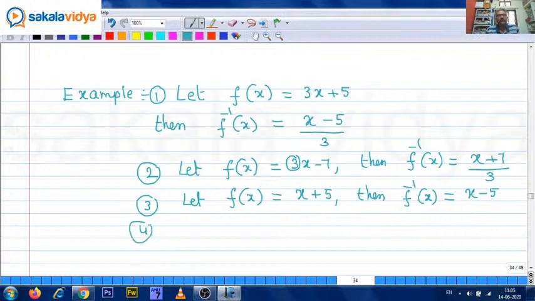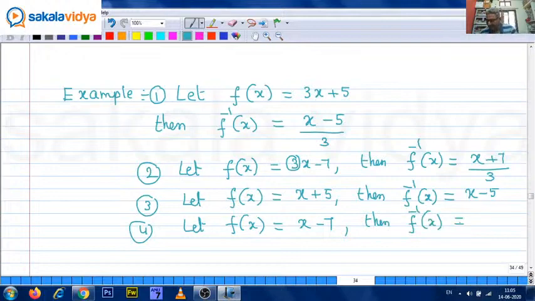So now, let f of x equals x minus 7. Then what is f inverse x? Good. Let f of x is equal to x minus 7. Then f inverse x is equal to, so we get x, minus changes to plus. X plus 7 by 1. X plus 7. Okay, understood all of you? Right, very good, very good.